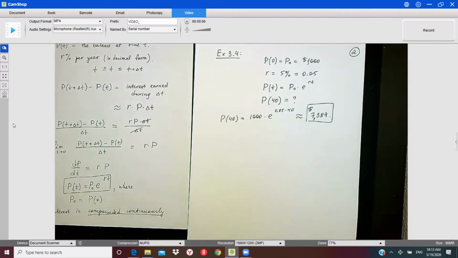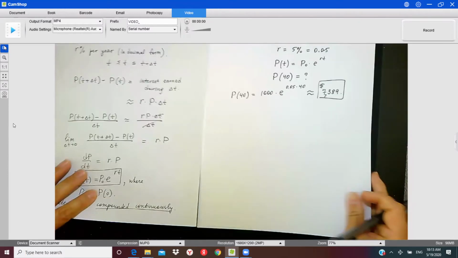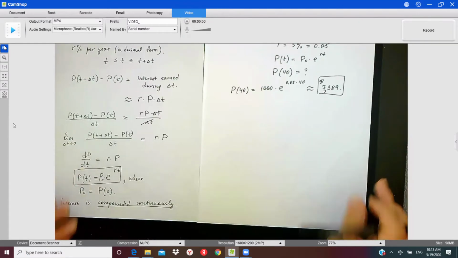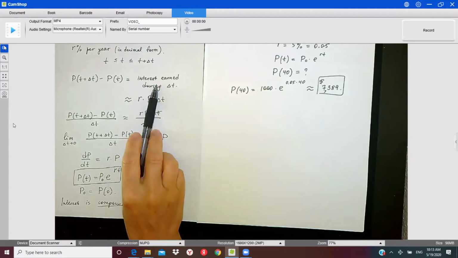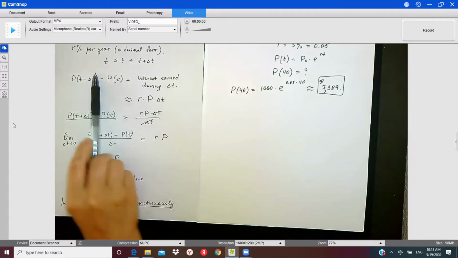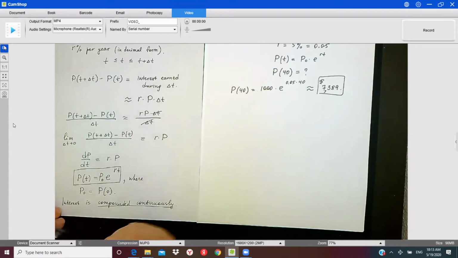Perfect, so again, this was the most simple example, the most simple model. Now, next we're going to make it more interesting. So let's suppose that in addition to the interest rate that you earn per year, you also make withdrawals.